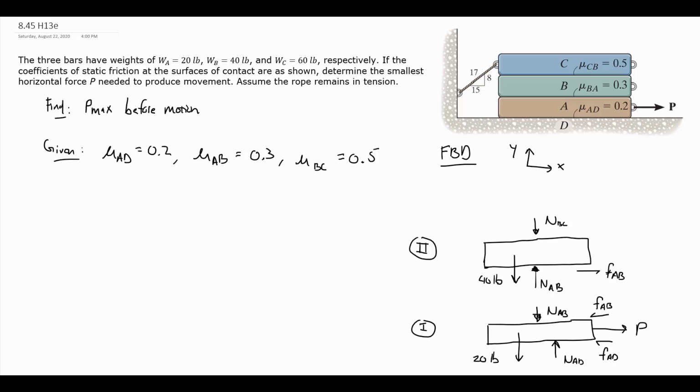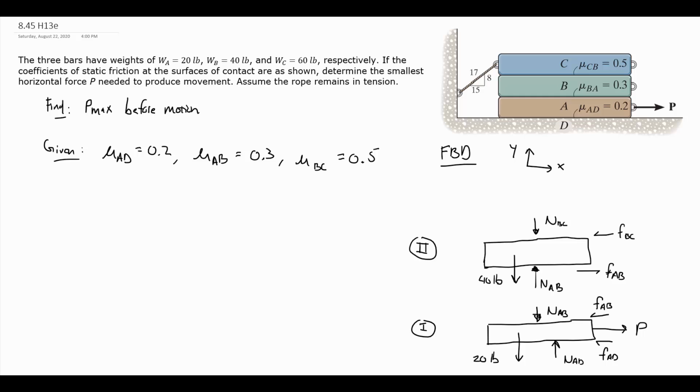Probably, if we're pulling with that force P, bar A and B possibly want to stick together and slide to the right, which means that B wants to move to the right relative to C. So on this surface, because B we think wants to move to the right relative to C, the friction force is going to oppose that and point to the left.